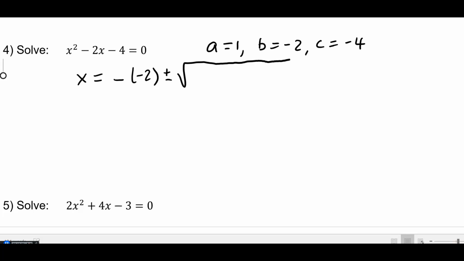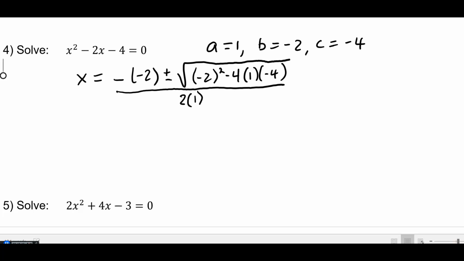Don't try to simplify right away. You want to have documentation that you actually did simplify something. So you want to make sure the documentation is there first before you start simplifying. So you can go back, and if you make a mistake, you can determine what that mistake is, and everything is written out first. So B squared would be negative 2 squared minus 4 times A 1 times C negative 4 all over 2 times A.